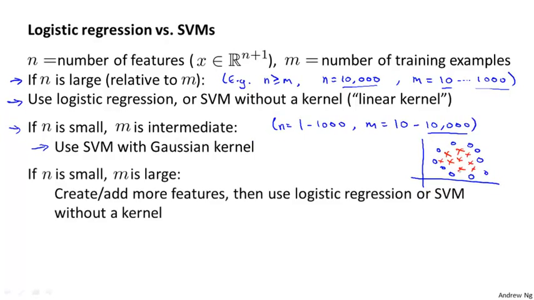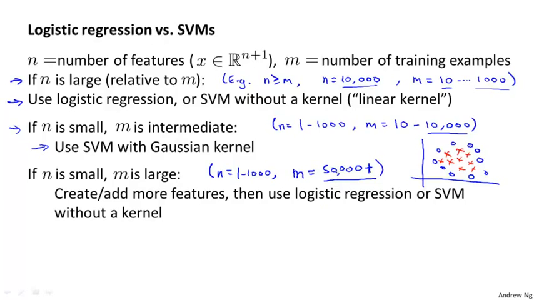One third setting that's of interest is if n is small, but m is large. So if n is, again, maybe 1 to 1,000, could be larger, but if m was maybe 50,000 and greater to millions, so 50,000, 100,000, a million, 2 million, you can have very, very large training set sizes.